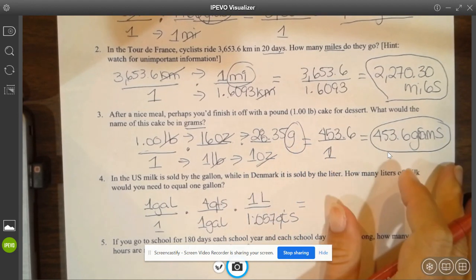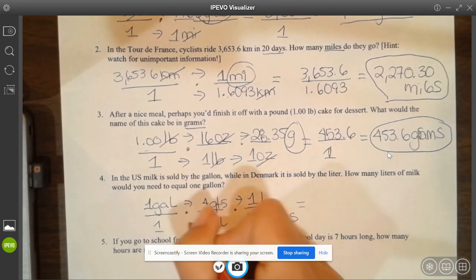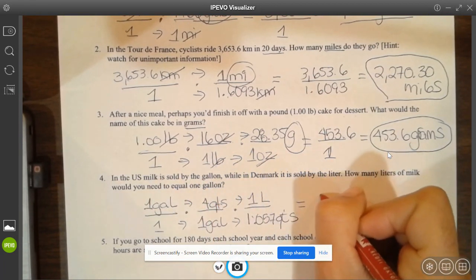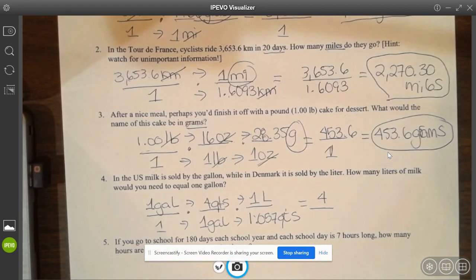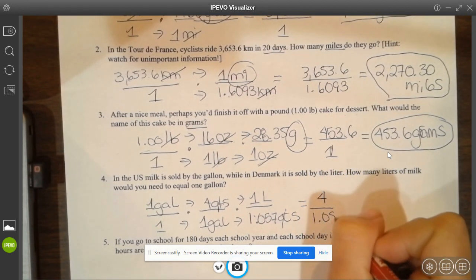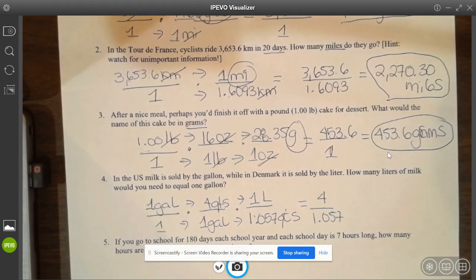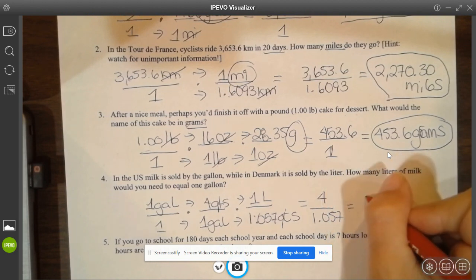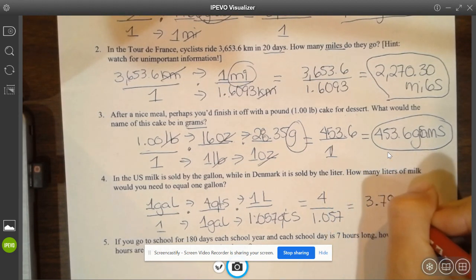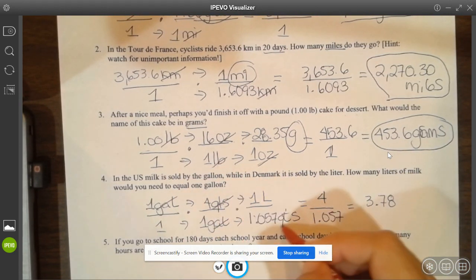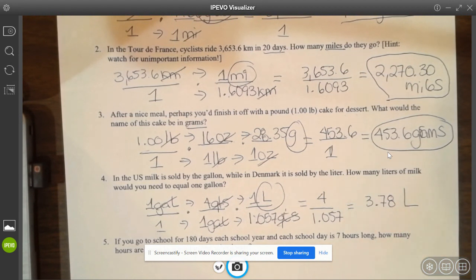So now I'm going to multiply across. All right, so 1 times 4 is 4 times 1 is 4 over 1 times 1.057, which is 1 times 1.057 is 1. And then you divide. So 4 divided by 1.057 equals 3.78 what? Well, let's cancel. Gallons with gallons, quarts with quarts, and then my answer is in liters. And that is my answer.